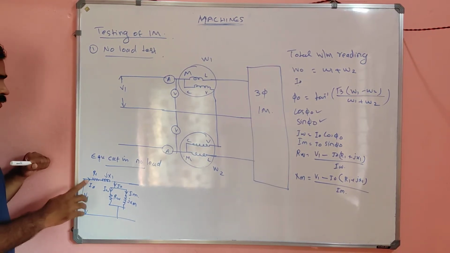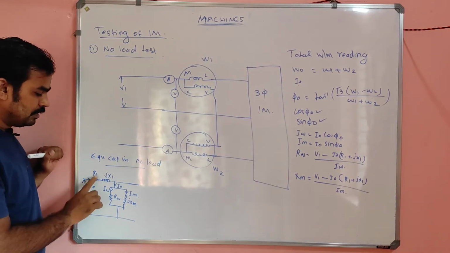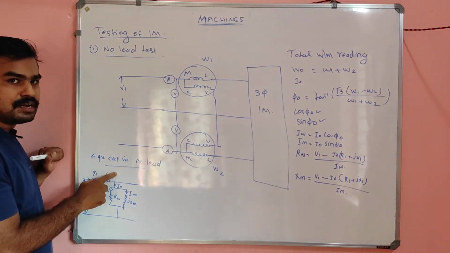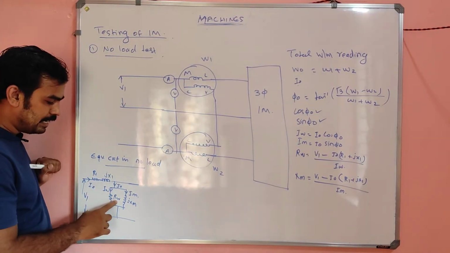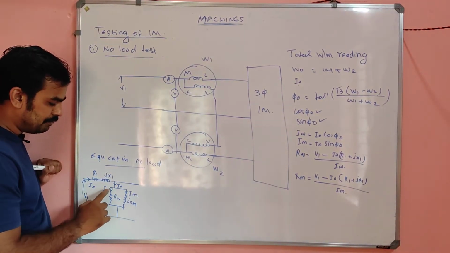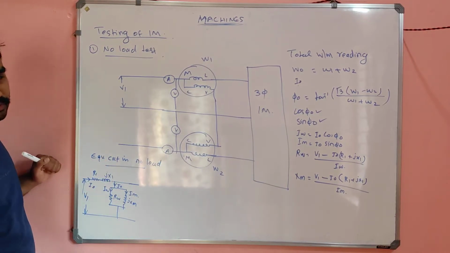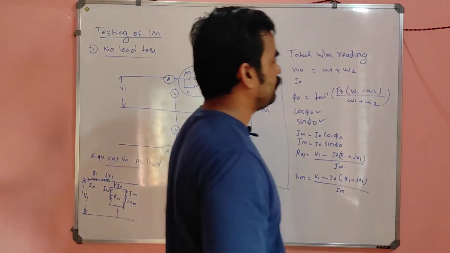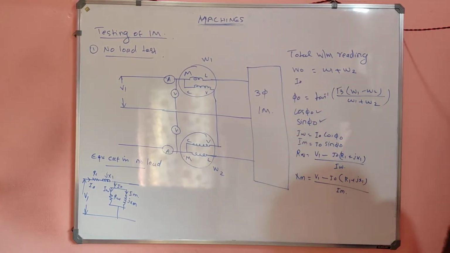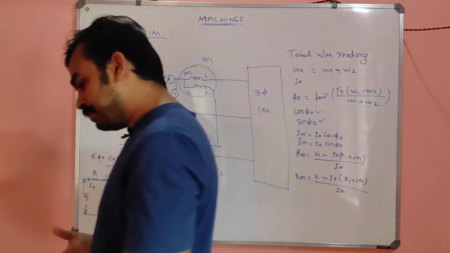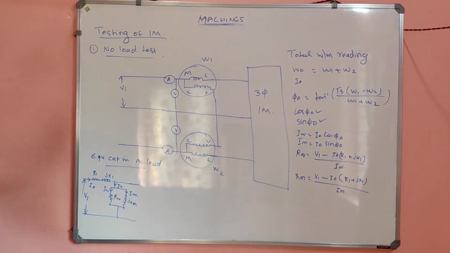So from the no load test, R1 and jX1 we can't find. We can find I0, we can find R omega, we can find Xm, we can find IM, we can find I omega, and we can find I0. These are the parameters that we found from the no load test. Okay, so that's all about the no load test.